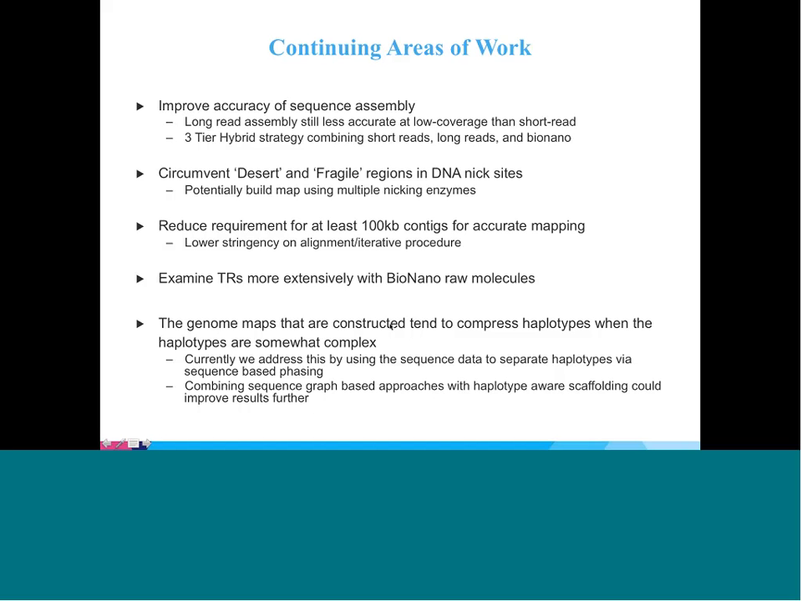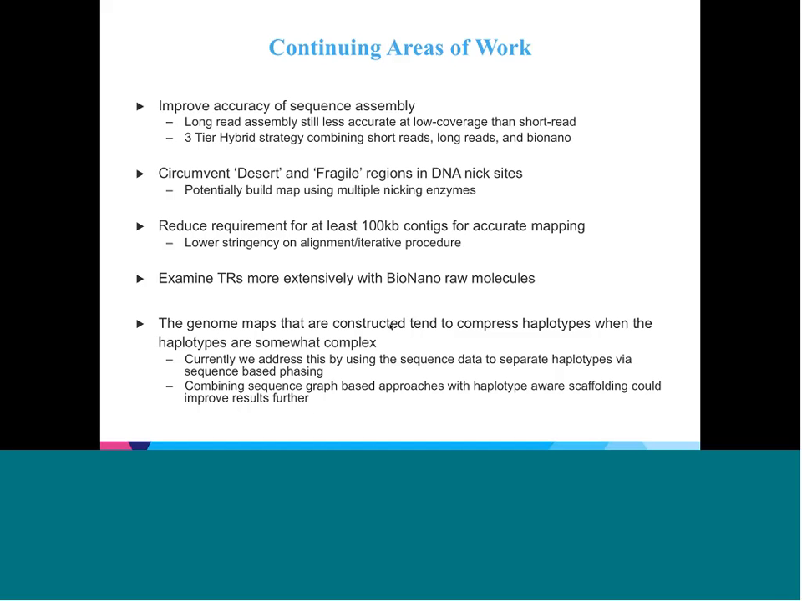And lastly, the way we are doing this currently, the genome maps tend to compress haplotypes when the haplotypes are somewhat complex. So when we do that, we have to go back to the sequence data and use the long reads and the short reads to do haplotype phasing. We remap all the short reads to the assemblies, call SNPs, and then use the long reads to do read-back phasing on this data.